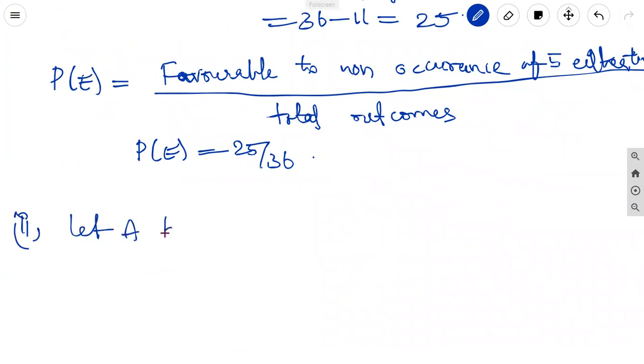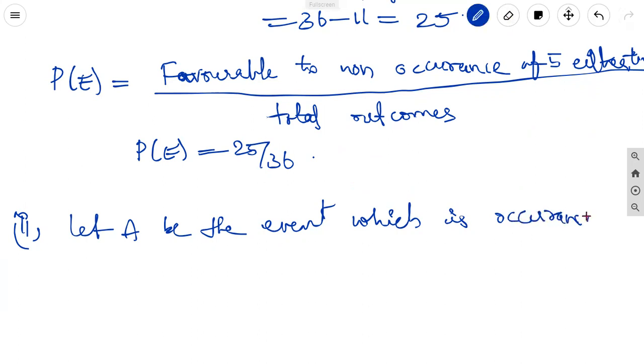Let A be the event which is occurrence of 5 at least 1. At least once means if 2 are there, that is also possible. Minimum is 1. So what is the probability of the possible outcomes?